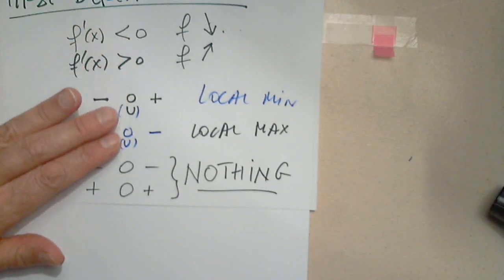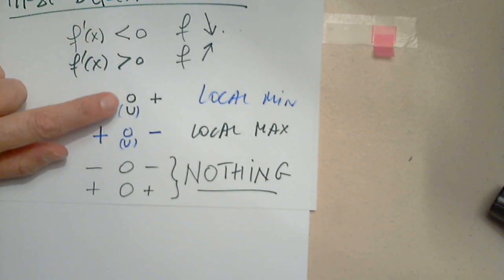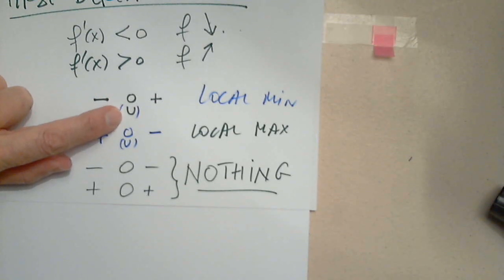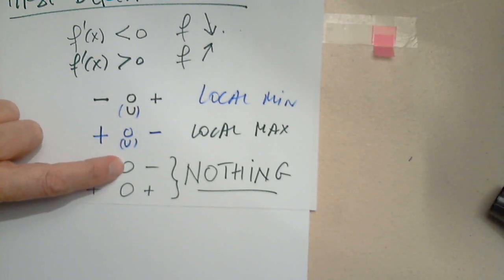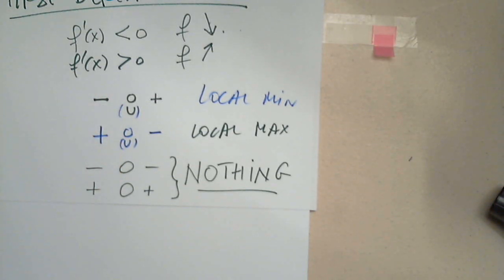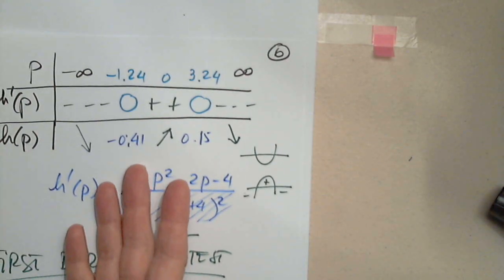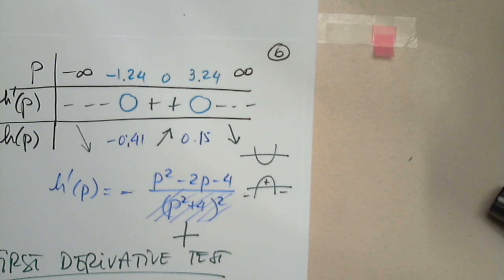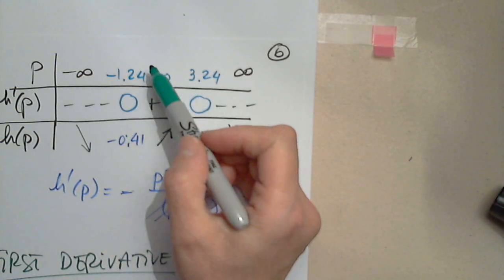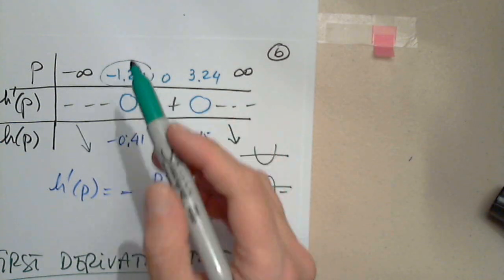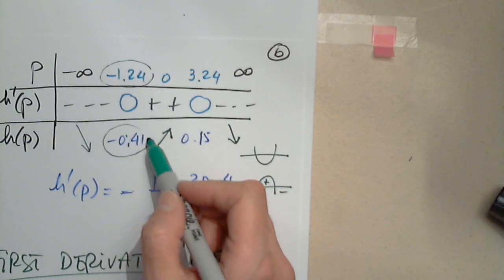So, of course, these happen only at critical numbers. That's why I said the derivative is 0 or undefined, the derivative is 0 or undefined. So finally, coming back so we can finish up this problem, I added on to it. We were not asked to do all this. What type of point is negative 1.24 comma negative 0.41?